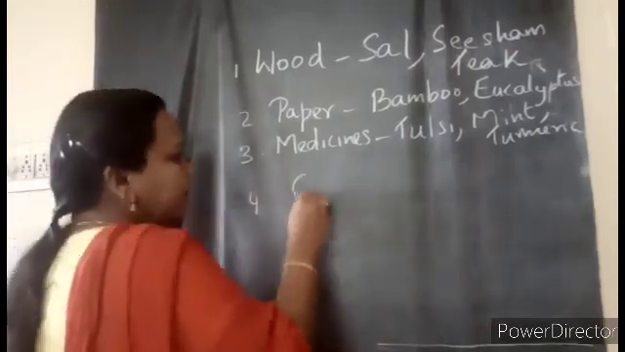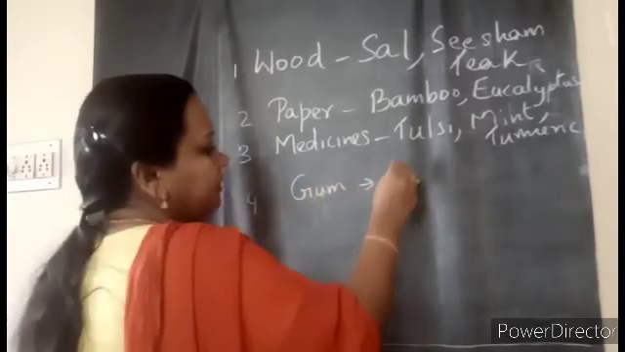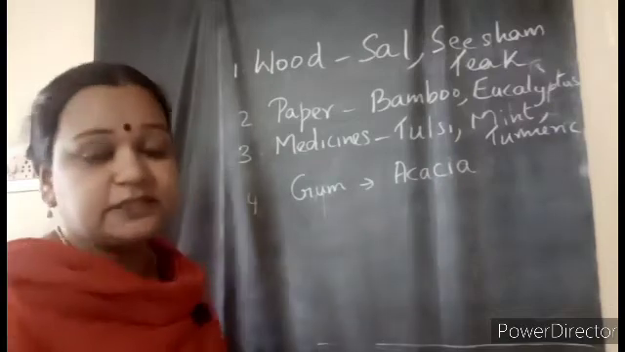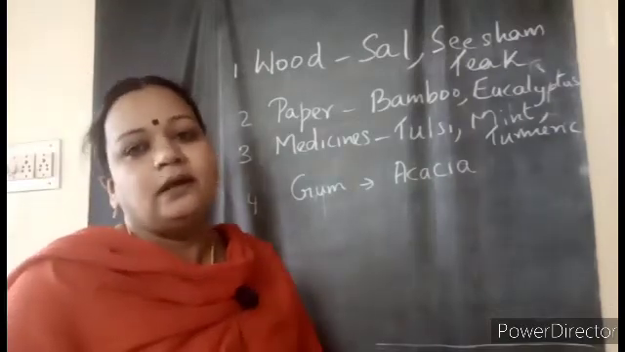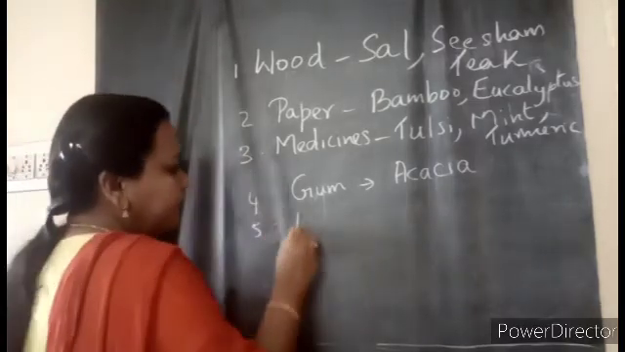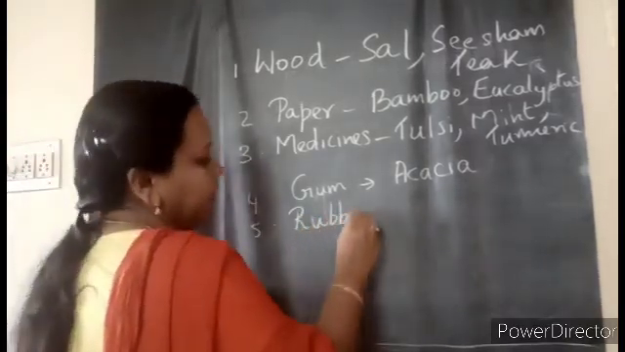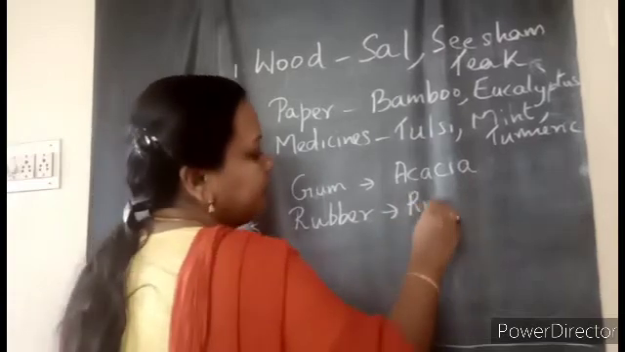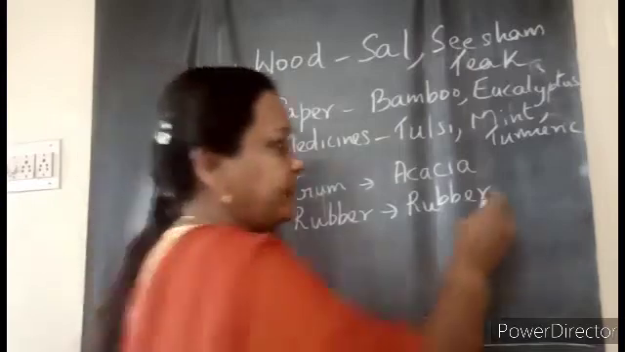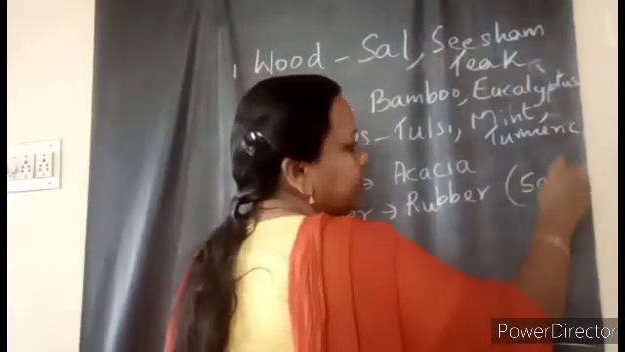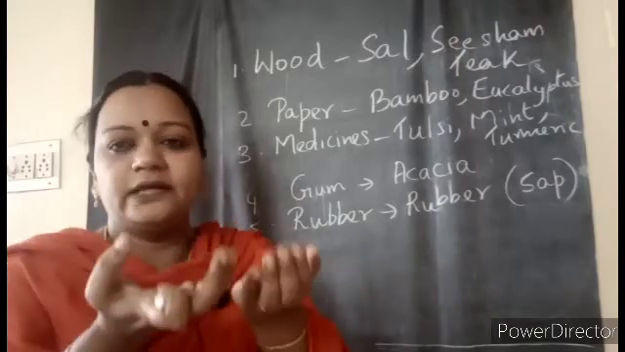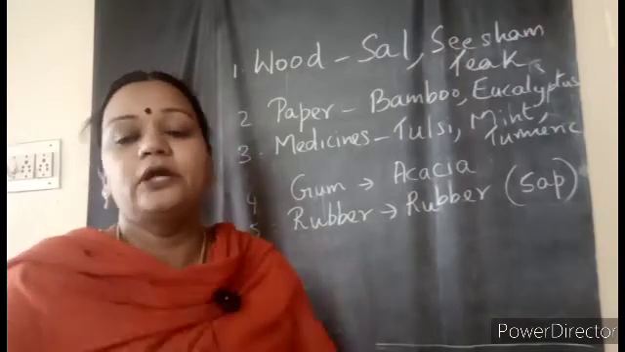Next, gum. Generally, gum we will get from the tree called acacia. These acacia trees are seen in the deserts, and from these trees we will get the gum. Now rubber we get from the rubber plant only. This rubber plant, children, will give a sap. Rubber sap means liquid. That liquid will come out in a white color. That liquid, that extract, they'll collect, and that only will be taken.